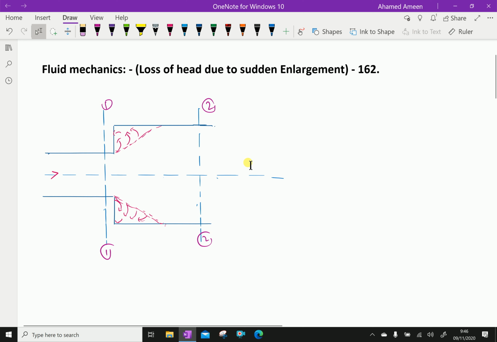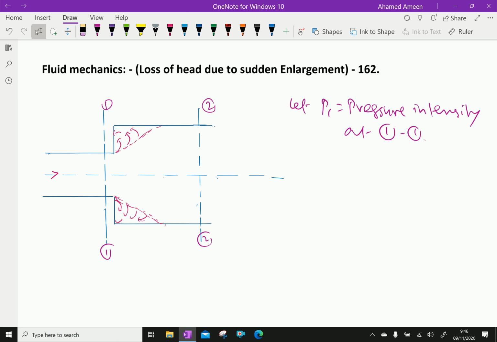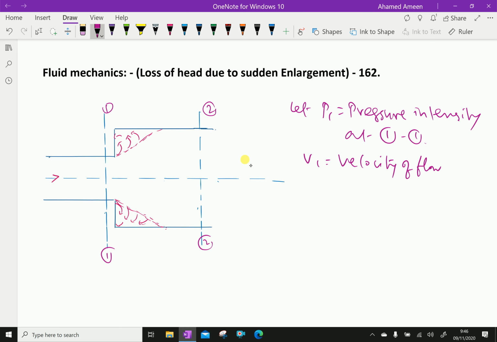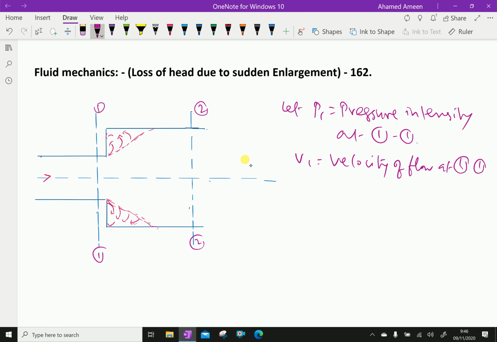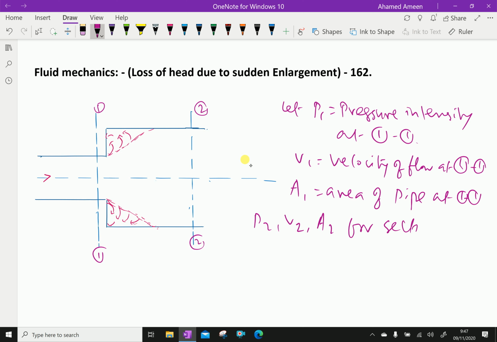Let P1 be the pressure intensity at section 1, V1 the velocity of flow at section 1, and A1 the area of the pipe at section 1. Similarly, P2, V2, A2 for section 2.